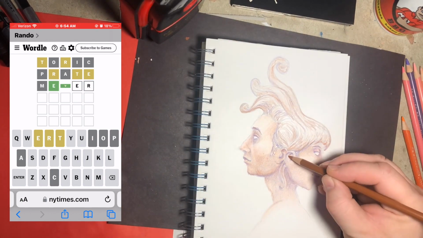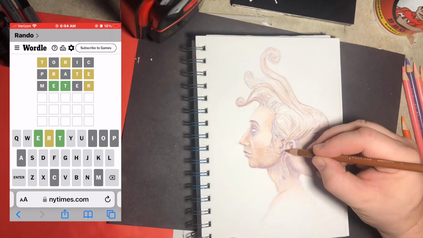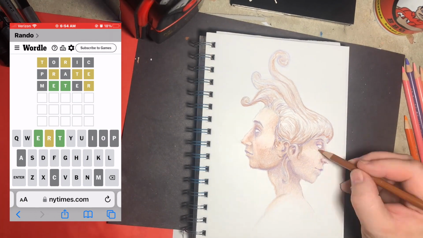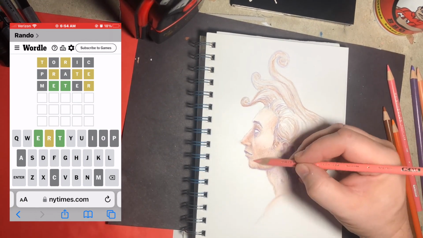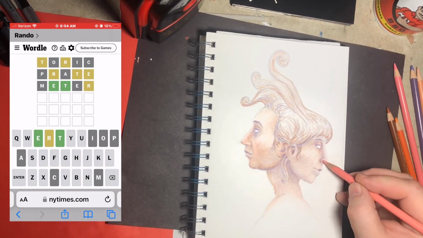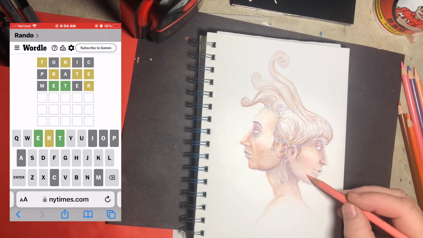And in the end, sad to say, I think I still prefer the Sketch-A-Day 729 over the Wordle drawing for October 25th, but it was worth a try.